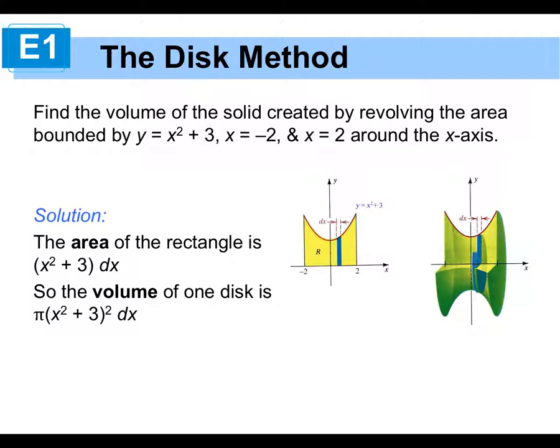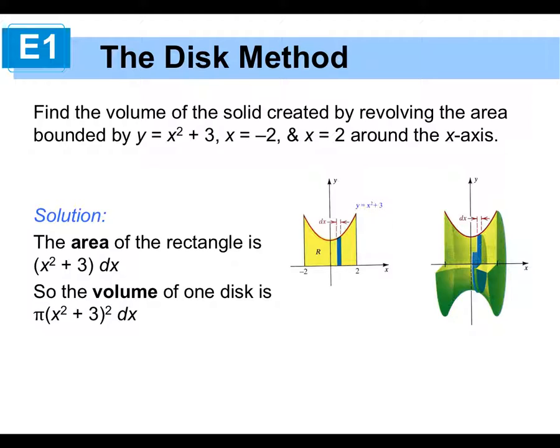What's the volume of that disk? Well, the volume of the disk is the height of the rectangle squared times pi. So the x squared plus 3 is the radius. Then we plug into pi r squared dx, because dx is the width, and we have the volume of that disk. That's the key to the problem. If you can find that, the rest of it is easy.